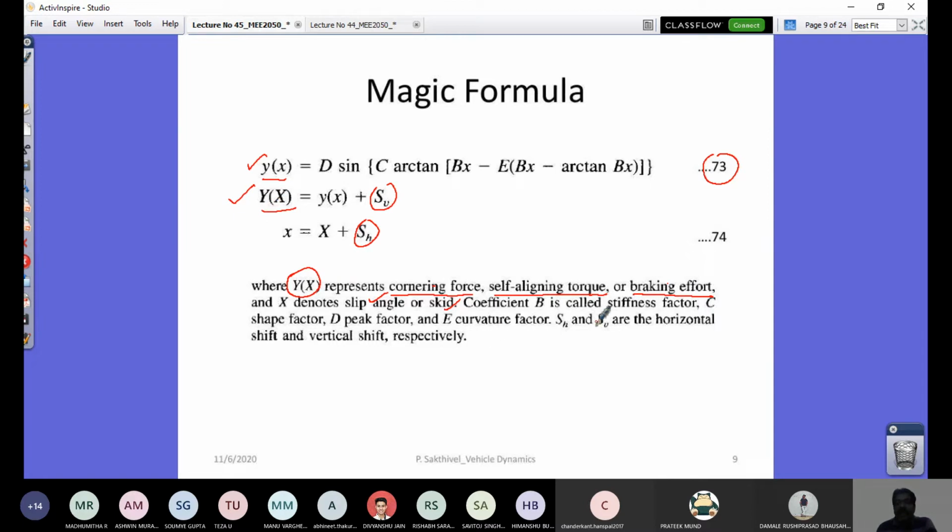So that is that thing. And you see these factors. As I was telling, the coefficient B in this is called the stiffness factor, C the shape factor, D the peak factor, and E the curvature factor, and you have these two shapes. So let's look at them. What are those?